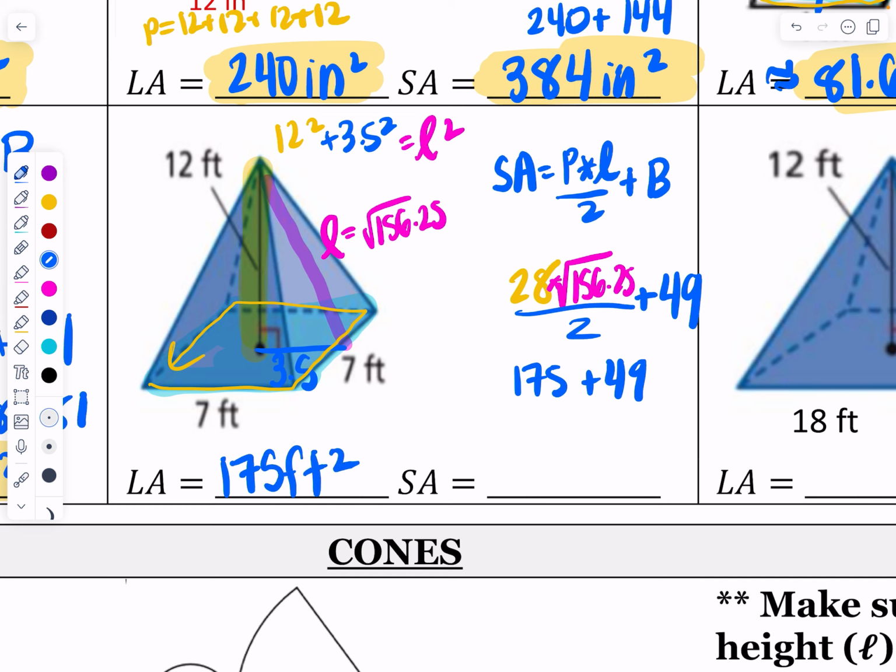That's just the walls. How do I find my surface area? I add 49 to it for that base. That is 224 feet squared of total surface area on this shape with all 4 walls and the base.